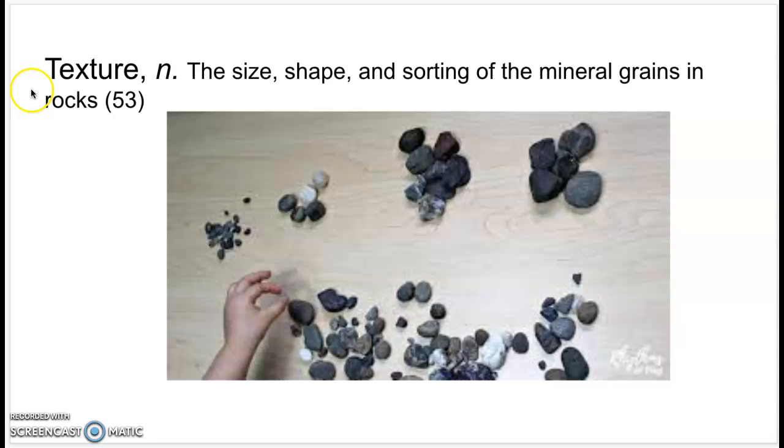Then we have texture, which is a noun. And I know texture can mean how different things feel. And it also means the size, shape, and sorting of the mineral grains in rocks. So also how the rocks feel and the size, shape, and how you can sort the rocks.